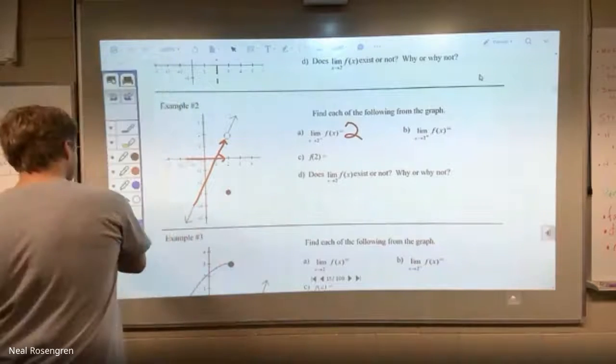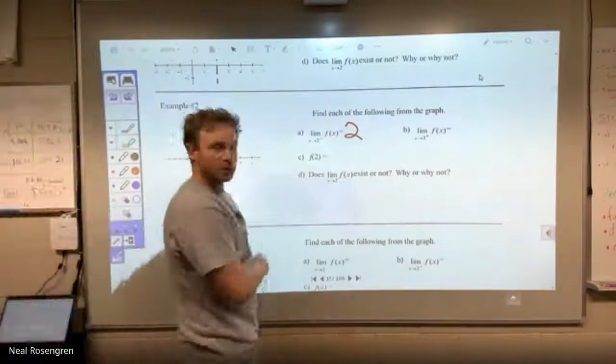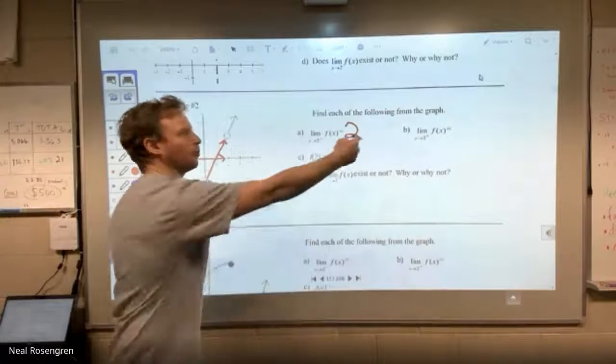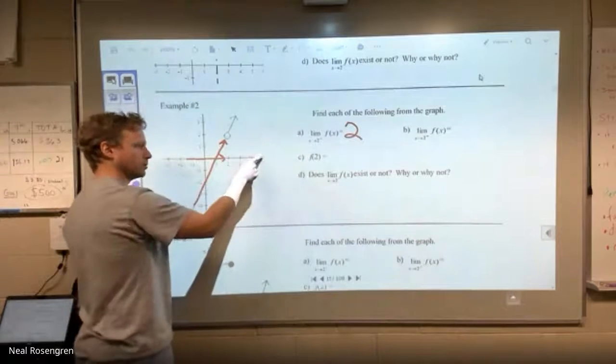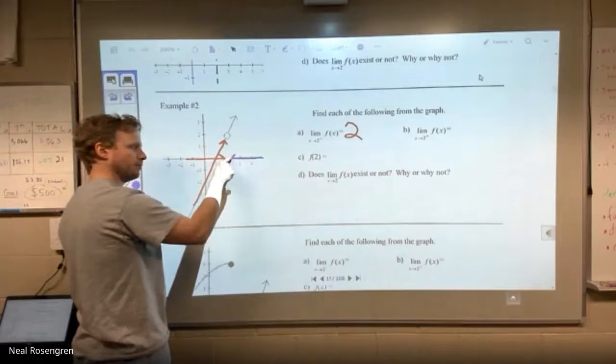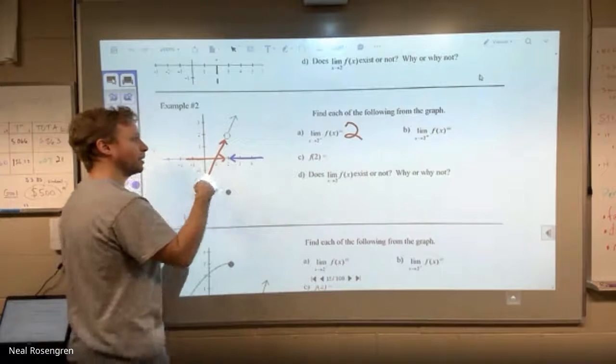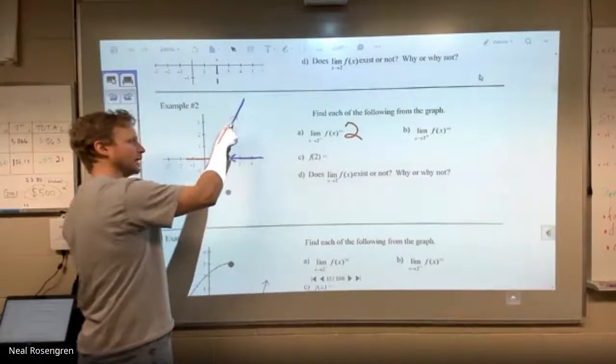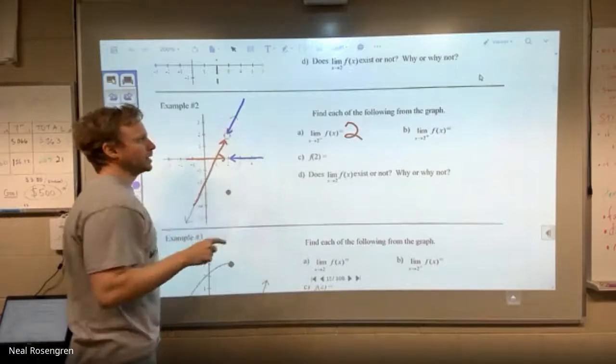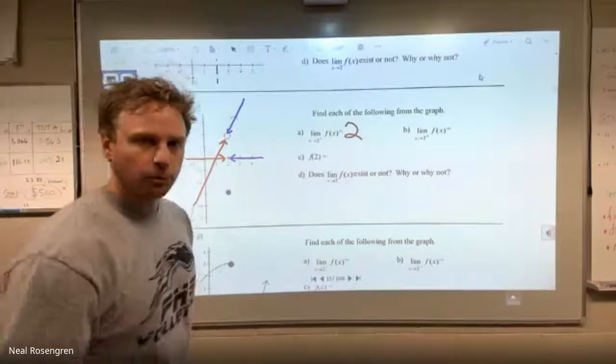Okay, now I do the same thing, but from the other side, right? Little minus means from the left, little plus means from the right. So I'm coming this way. That's kind of my thinking. So I'm going to approach it from the right, but I want to follow the function as I do. So what y value are we getting really, really close to?